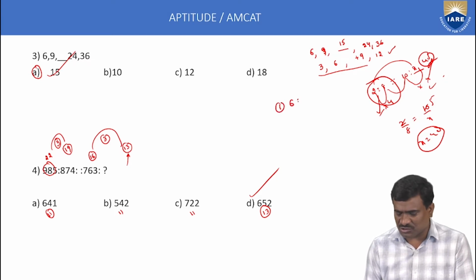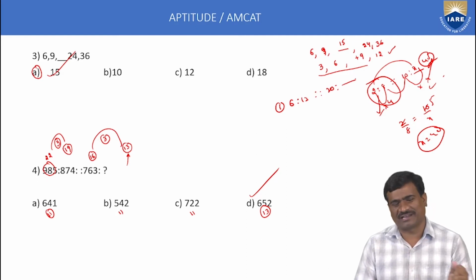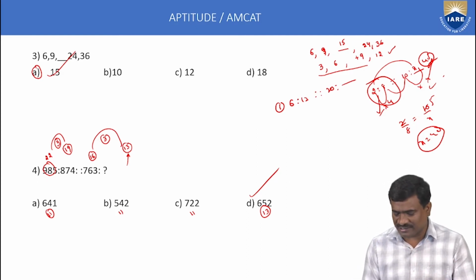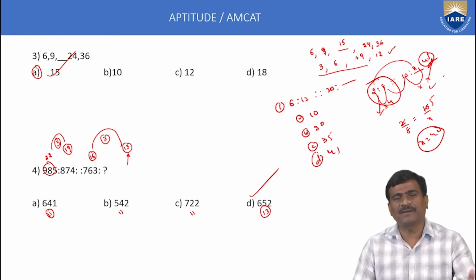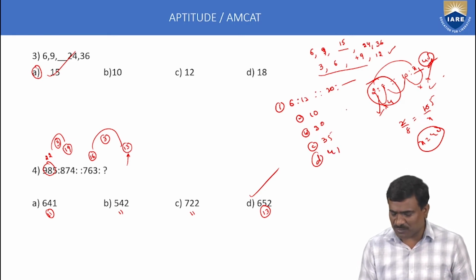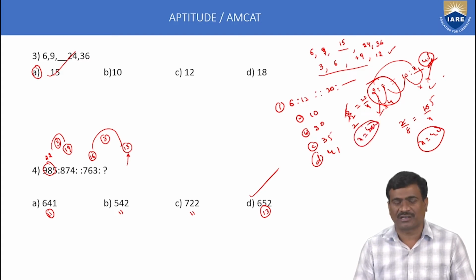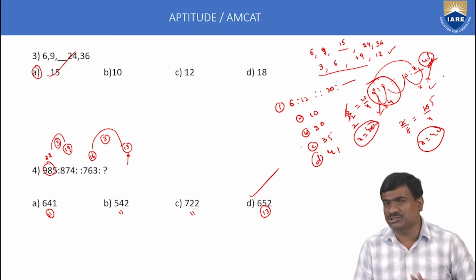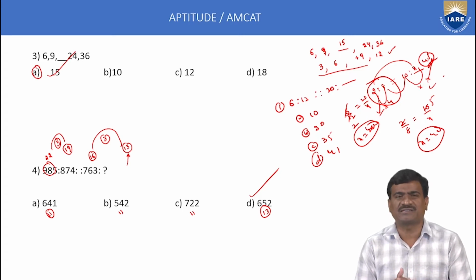Our other example: suppose 6 is 12, then 20 is dash. The options: A 10, B 30, C 35, D 41. If you apply the proportion condition, proportion means 6 by 12 is equal to 20 by x. Then 6 into 1, 6 into 2, then x is equal to 40. Among the given options, 40 is not available. This is about the quant solution part.